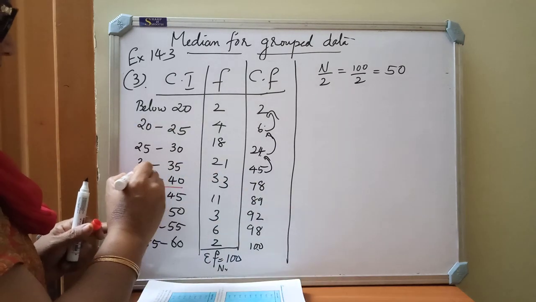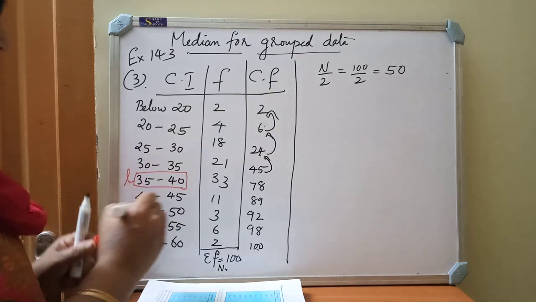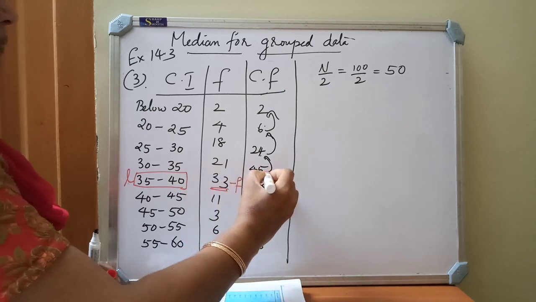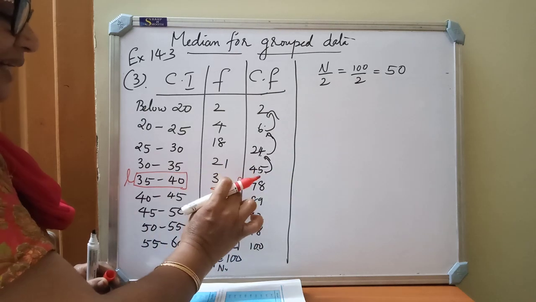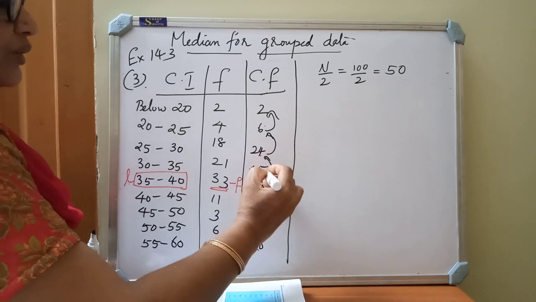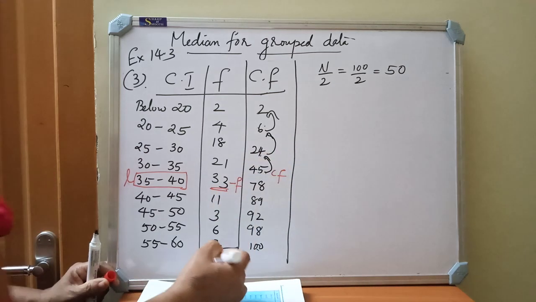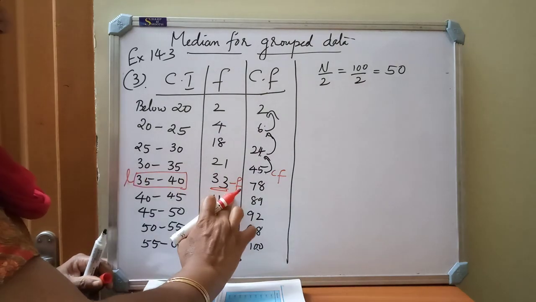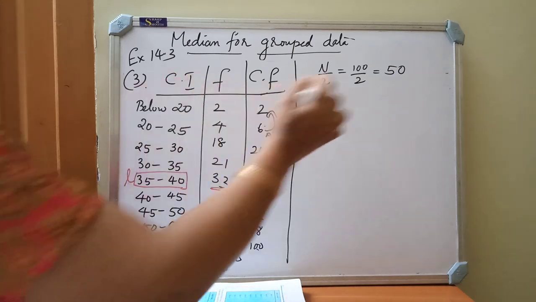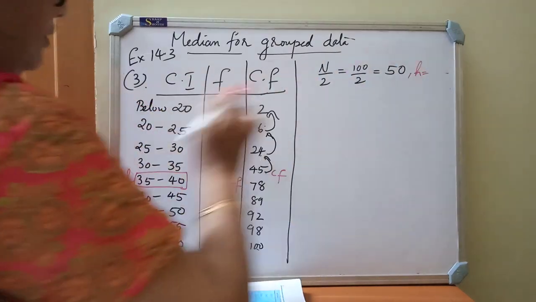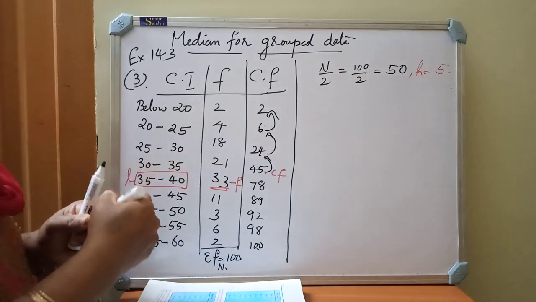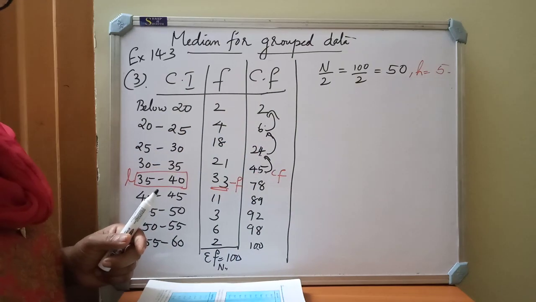35 to 40. This is our lower limit. Okay. This is our f value. So what will be our CF? If frequency is against, the preceding cumulative frequency only will come. Therefore this is CF. Okay. So L we got, f we got, CF we got, n by 2 we got. What is our h? What is the width of the class? 20 to 25? 5. Okay. So all the data we got. Substitute and find out our median.